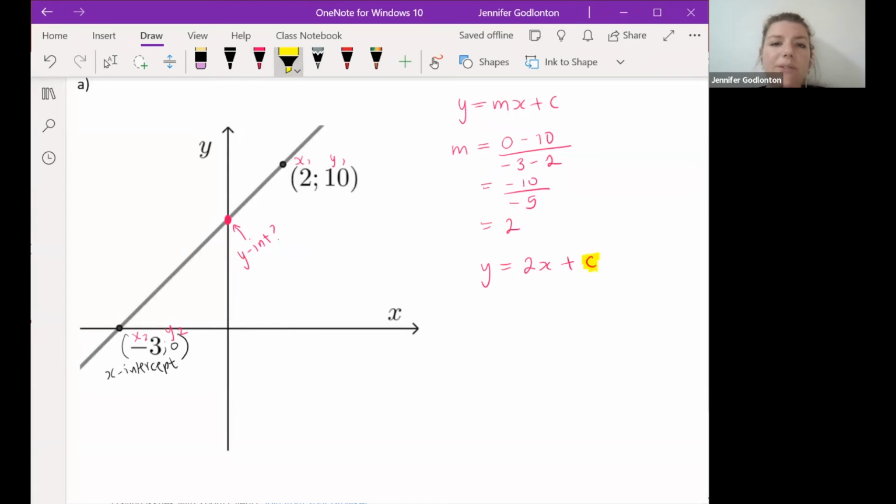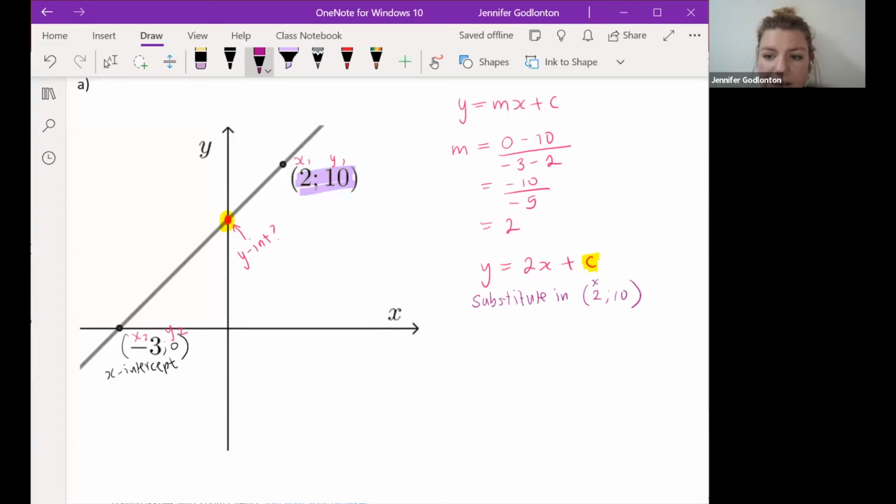Now, in all of the previous ones, that plus c was really easy because we could just put in whatever value was there. Now we don't have it. It's sad. So we have to do something else. We have to substitute in a set of coordinates. You can choose any one you want to substitute in. I'm going to choose to substitute in this one, but I could substitute in -3 and 0. Okay, so I'm going to substitute in 2 and 10. Basically, we're just going to substitute in 1 point.